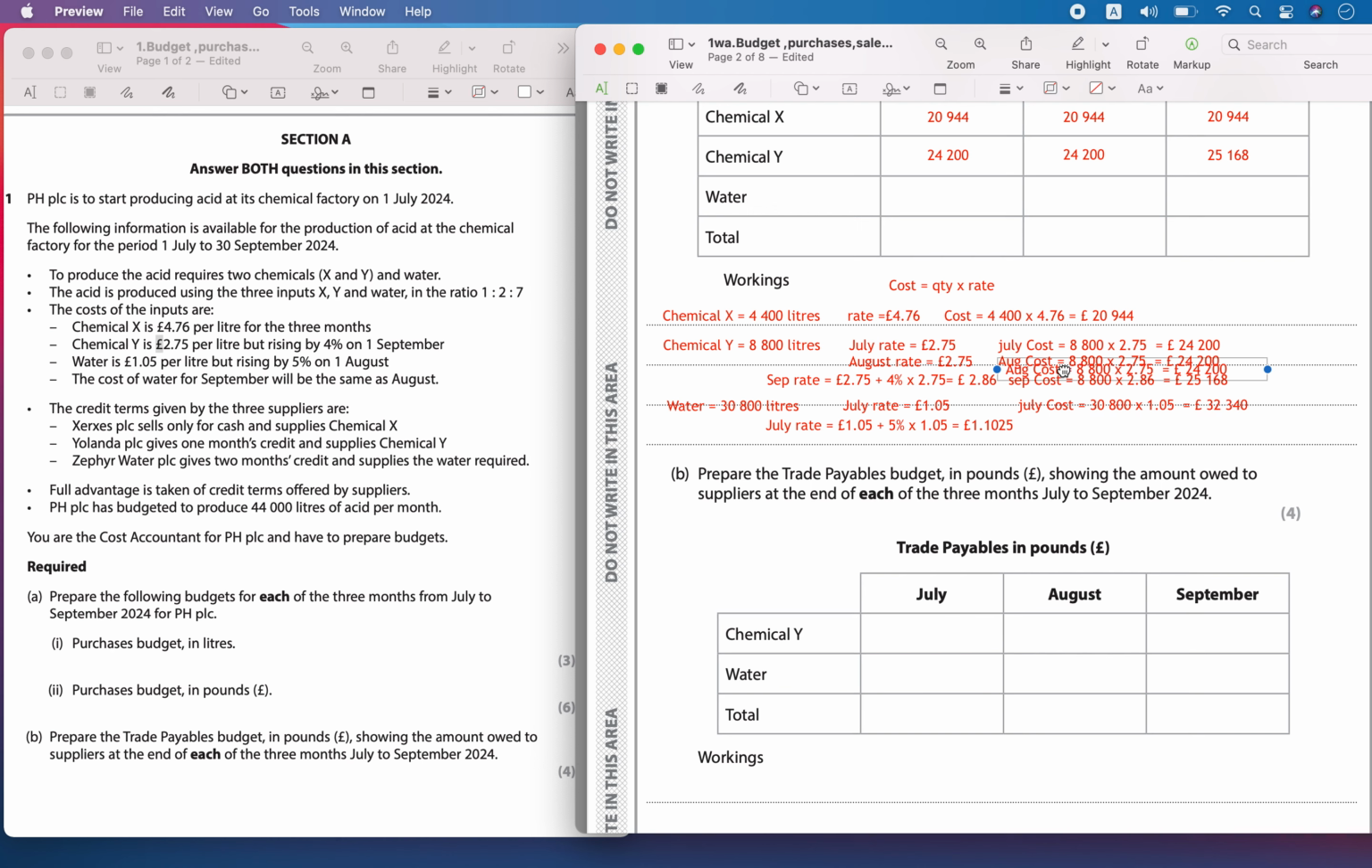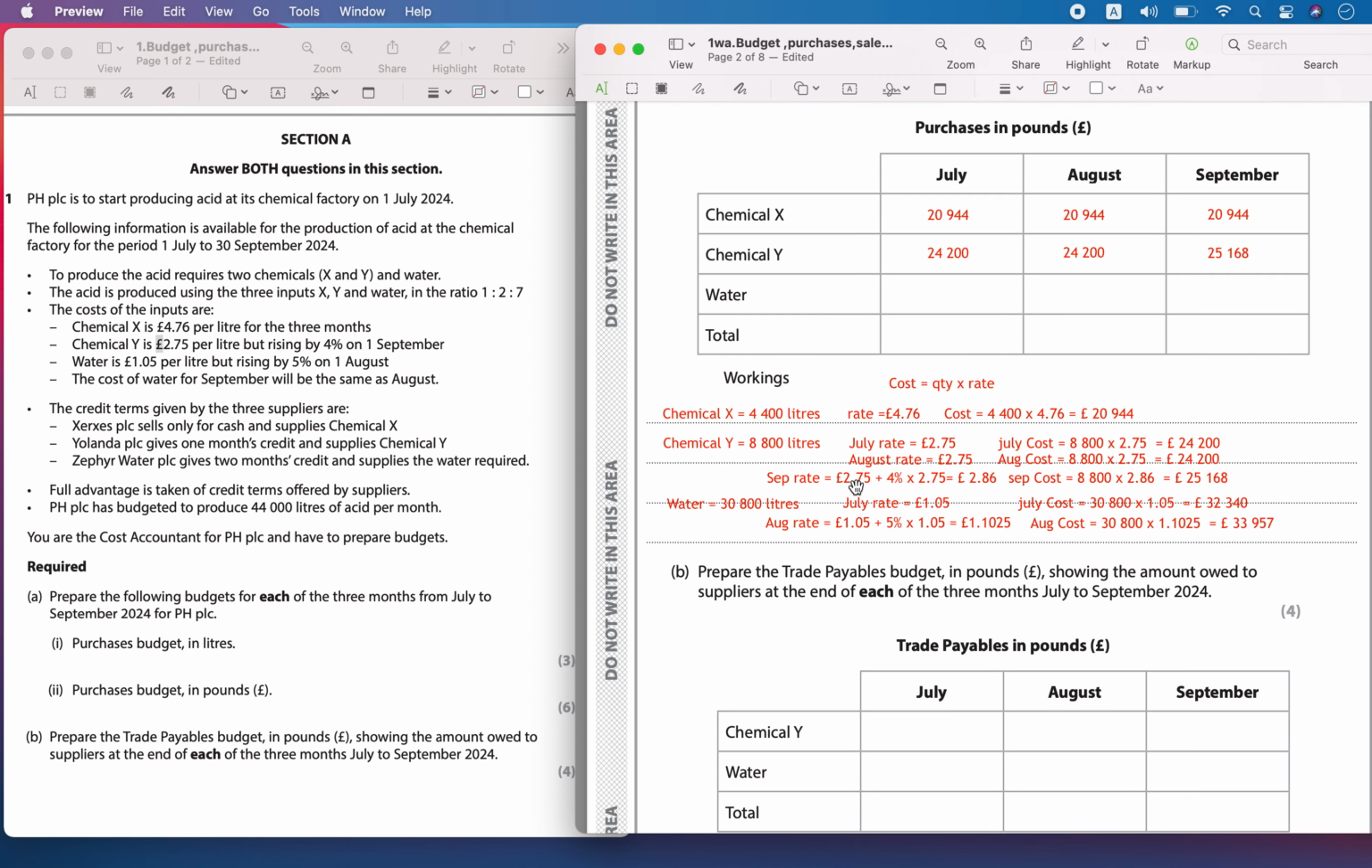So the August cost is going to become equal to 30,800 times 1.1025. So that will be equal to 33,957. This was for July, and this one is for the August rate. August rate is going to change. Then the next one is the September rate. So let's calculate the September rate.